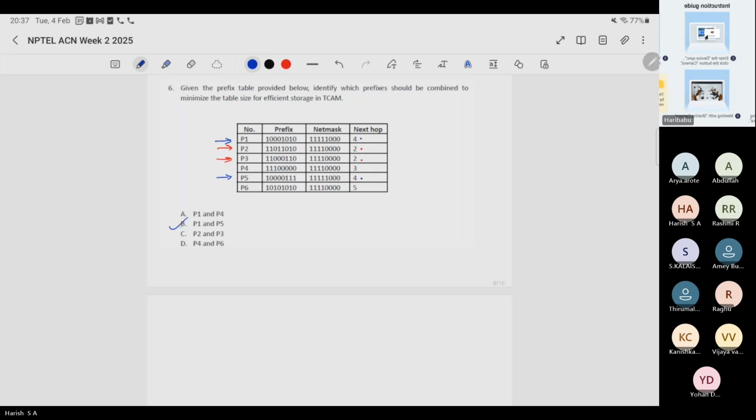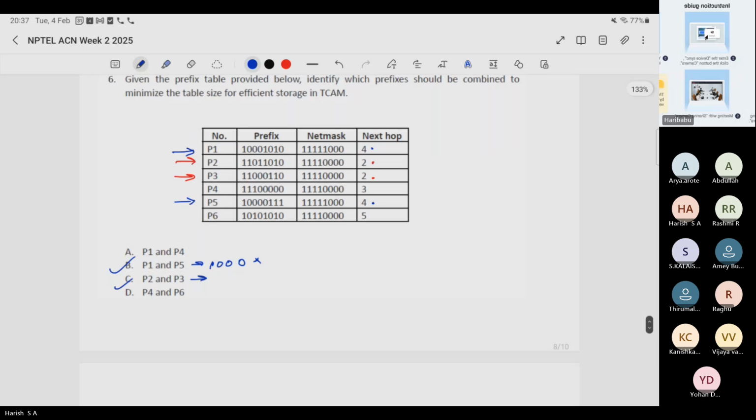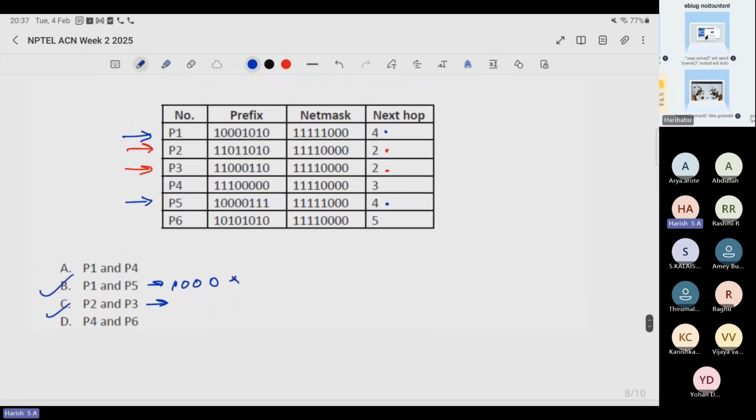Right, you are right. So P1 and P5 and P2 and P3. But what will be the prefix there for P1 and P5? And for P2 and P3, what will be the prefix? For P1 and P5, the prefix is going to be 1000 star. What is it for P2 and P3? I want you to tell me. The common prefix for P2 and P3. Oh, good. 110. Nice. So that's it.